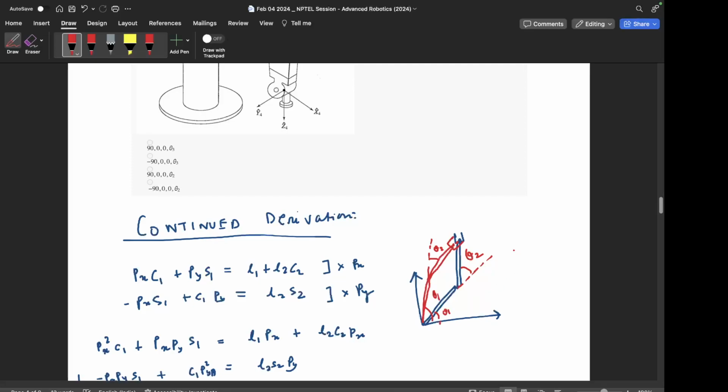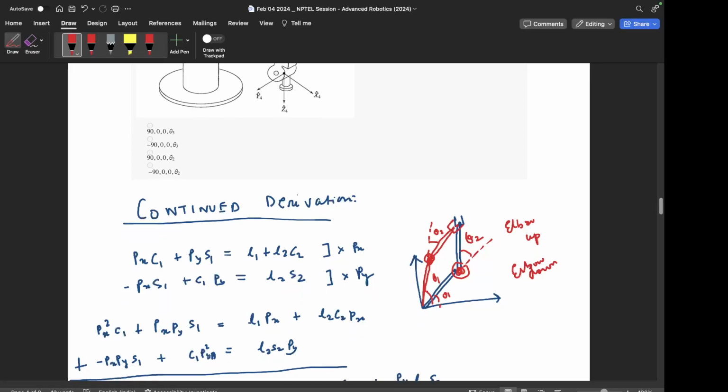So this is commonly, in the 2R manipulator terminology, known as elbow up and elbow down. So borrowing from human analogy, if this is the elbow, right, so this is elbow up and this is elbow down.